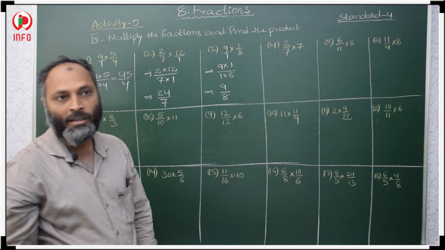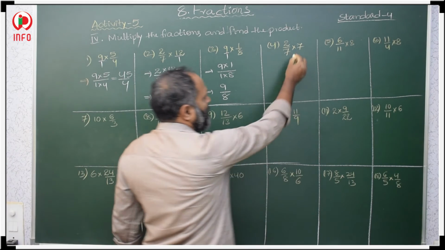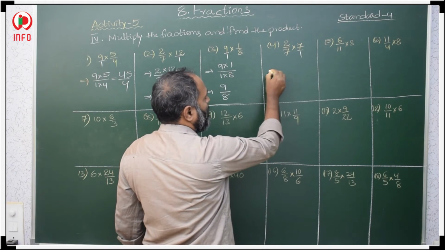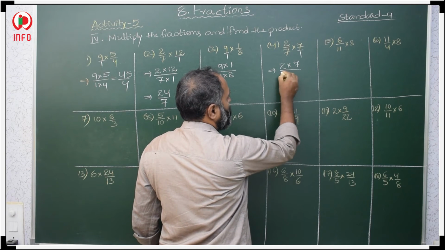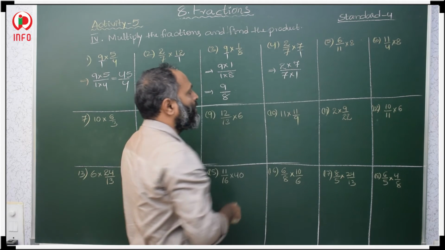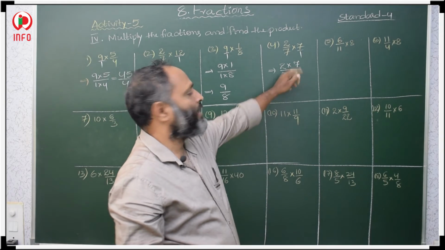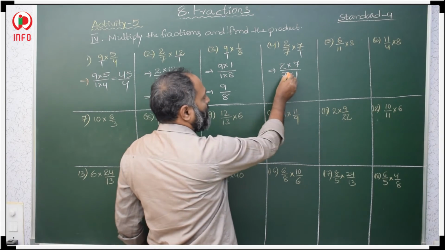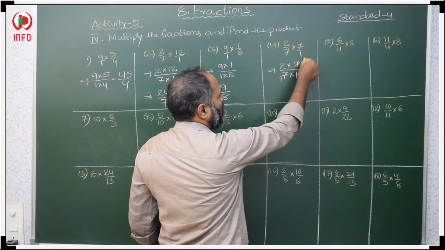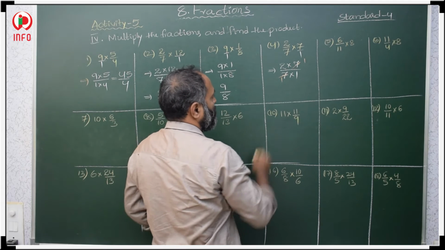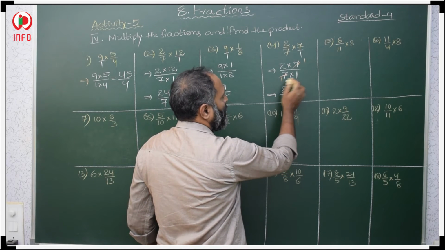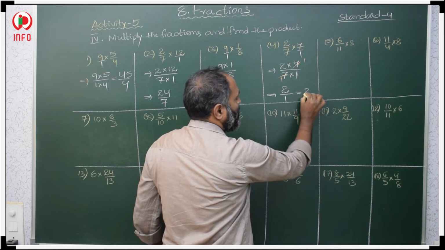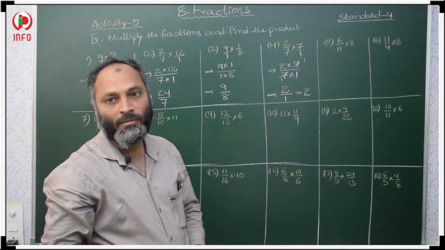9 by 8. Now there is no by, means by 1 in here 7 by 1. Multiply 2 into 7 by 7 into 1. So these two have common factor 7. Now we have to cancel with 7. 7 ones are 7, 7 ones are 7. Now 2 ones are 2, 1 ones are 1. 2 by 1. 2 by 1 means 2 is the answer.